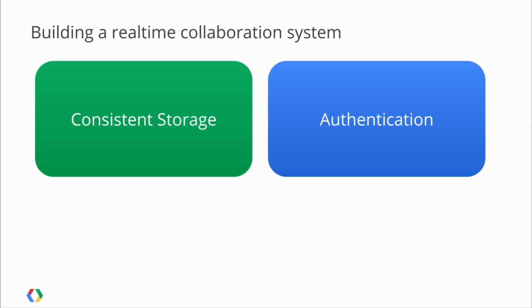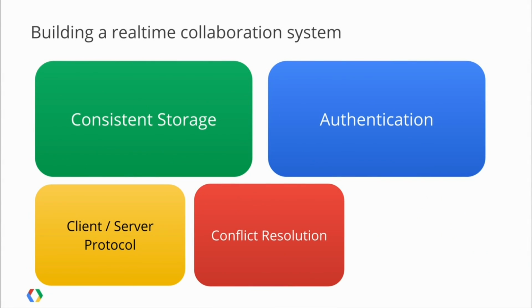OK. Well, what about authentication? How are you going to know who your users are? I'm sure we can do something with like a cookie or maybe a session ID, something like that. All right. What about your client-server protocol? What sort of networking are you going to have set up? We'll use like JSON and come up with some sort of serialization format. OK. How are you going to handle conflicts? What happens when multiple people are making changes together at the same time? Well, we'll just tell our users not to do that.